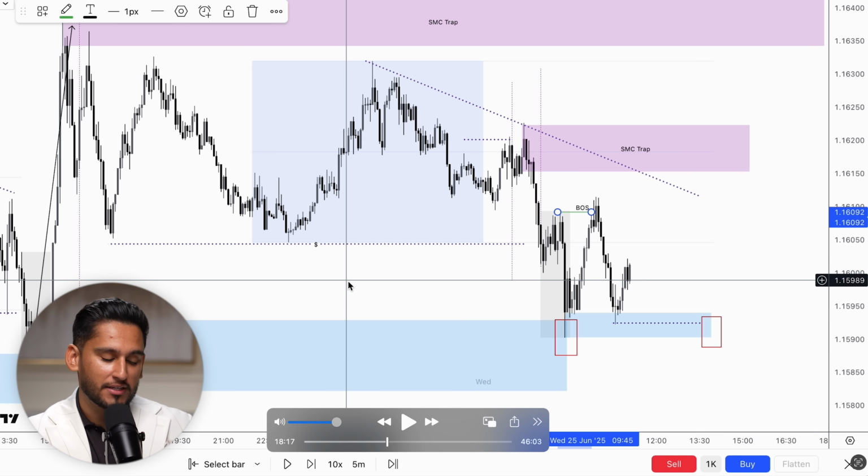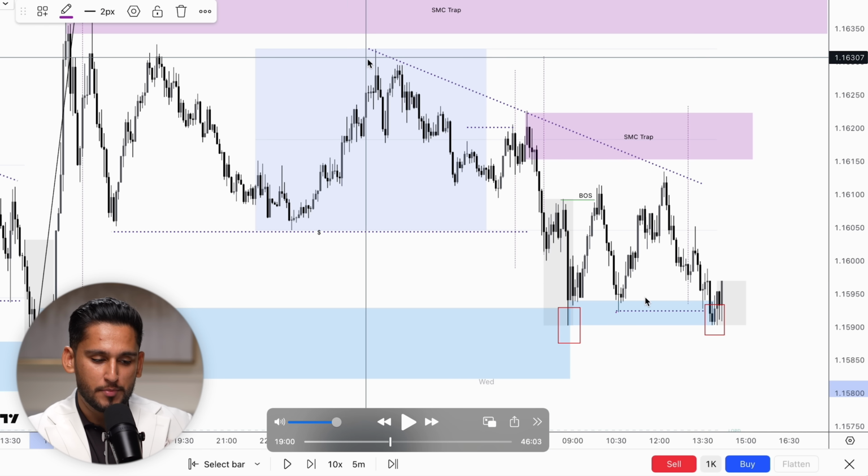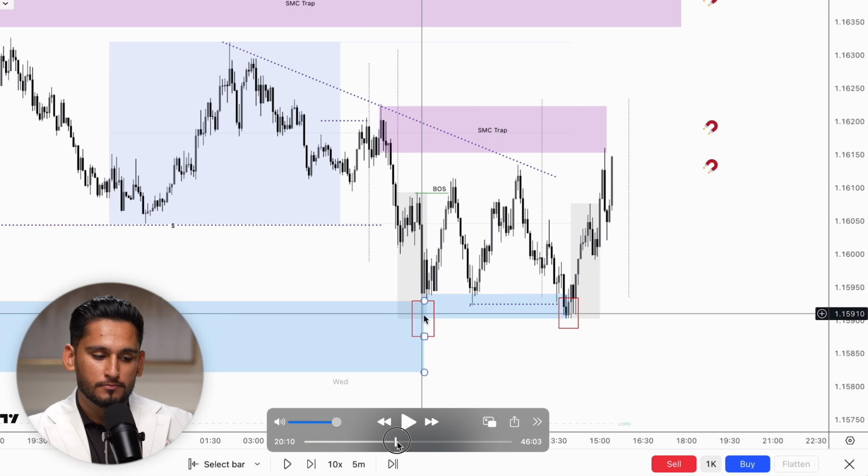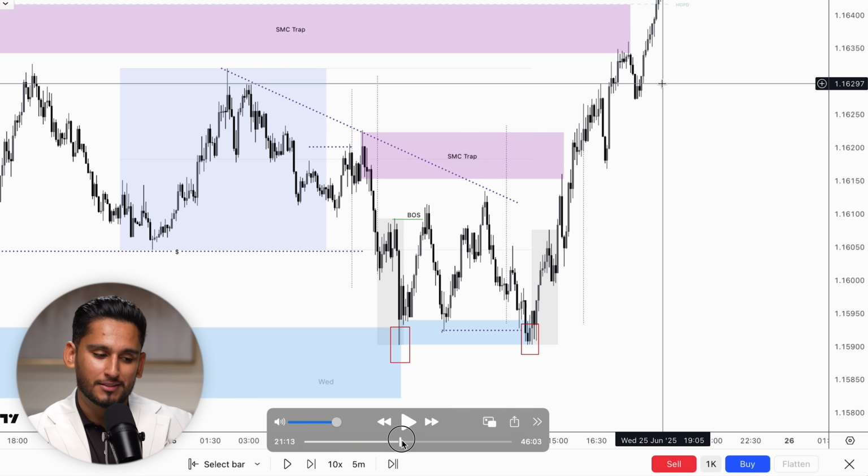and then it's a domino effect of first inducement, second inducement, and as we go a little bit further, we get another build up, another sweep, another inducement, and now that's the domino effect where you have 1, 2, and 3, and after that, what do you expect? Reaction, and expansion. And just like that, the same thing happens.